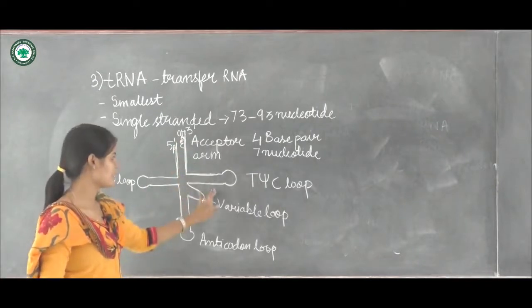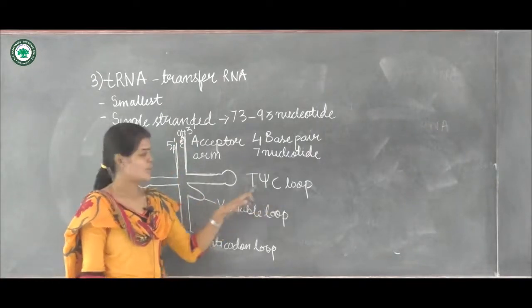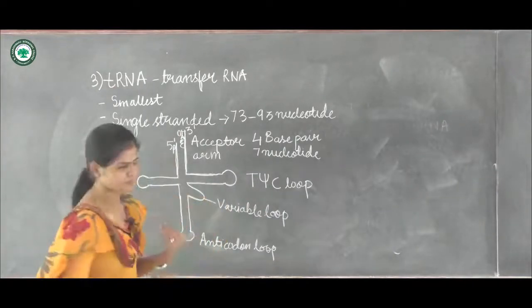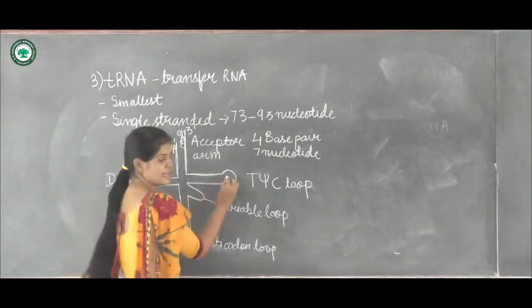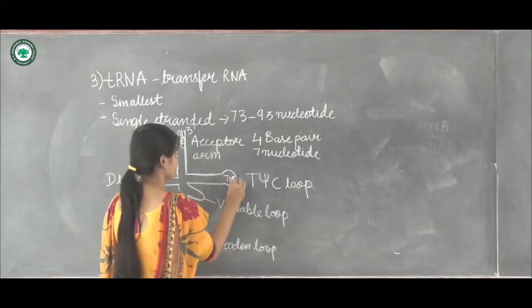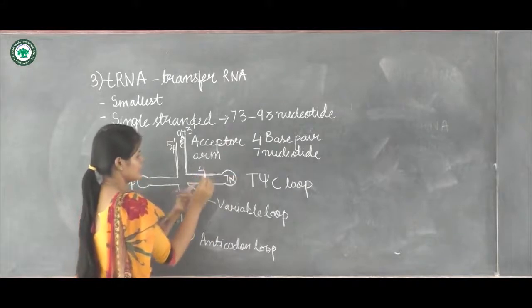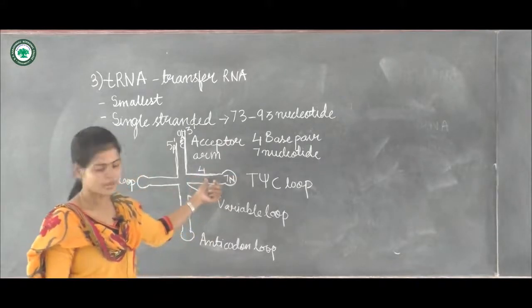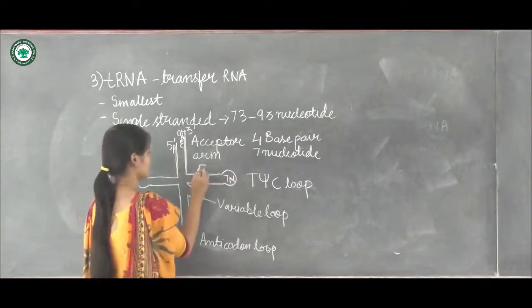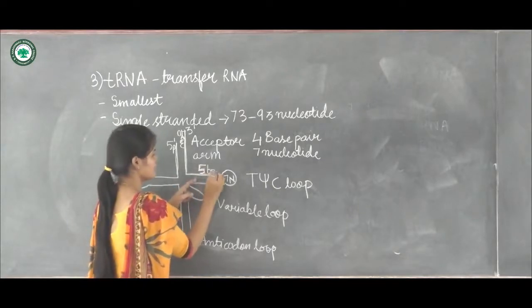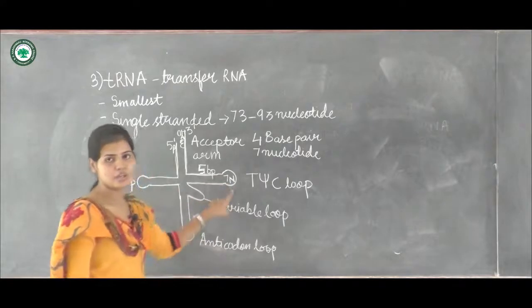Now next is the TC loop. This loop consists of 7 nucleotides in the loop region and 5 base pairs in the stem region.